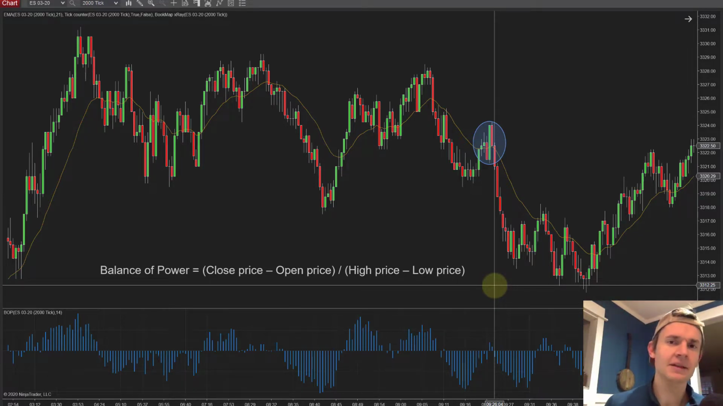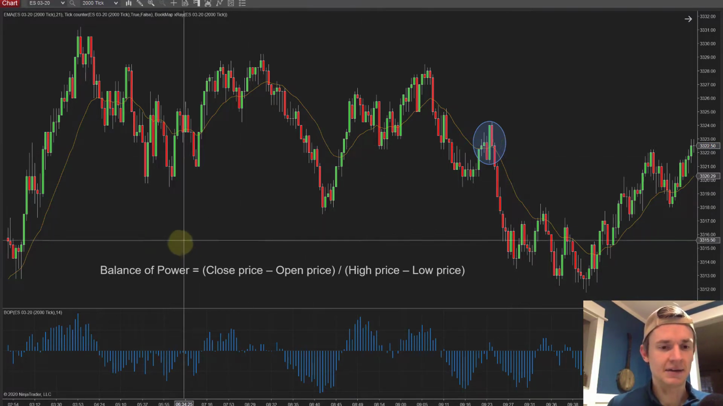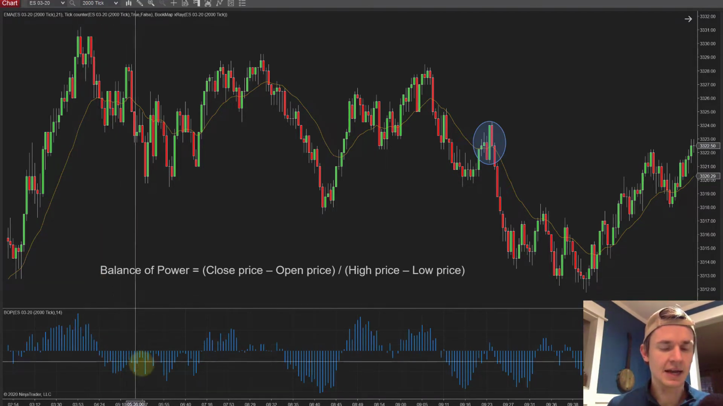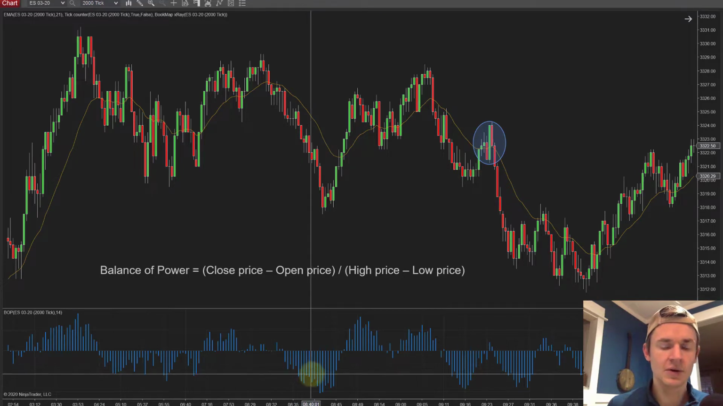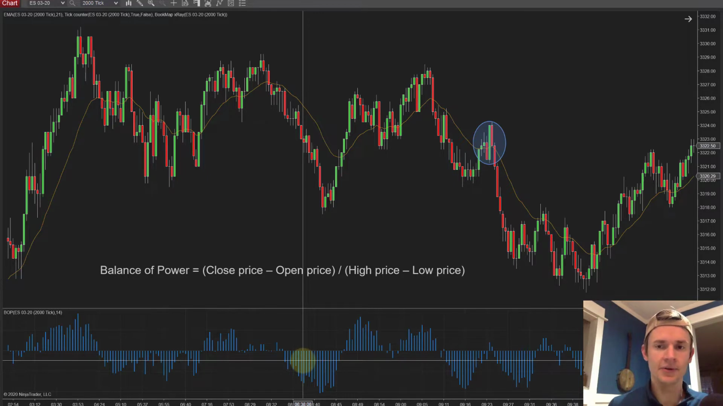The gist of the balance of power indicator is it's trying to measure the ability of buyers and sellers to drive price. So sellers' ability to drive price down, buyers' ability to drive price up. It's formulated as, and I've got this written out in the text here, balance of power equals the close price of the day minus the open price of the day, divided by the high price of the day minus the low price of the day. Then it spits out these handy little bars down here, which give you a measurement of how in control one side or the other is.